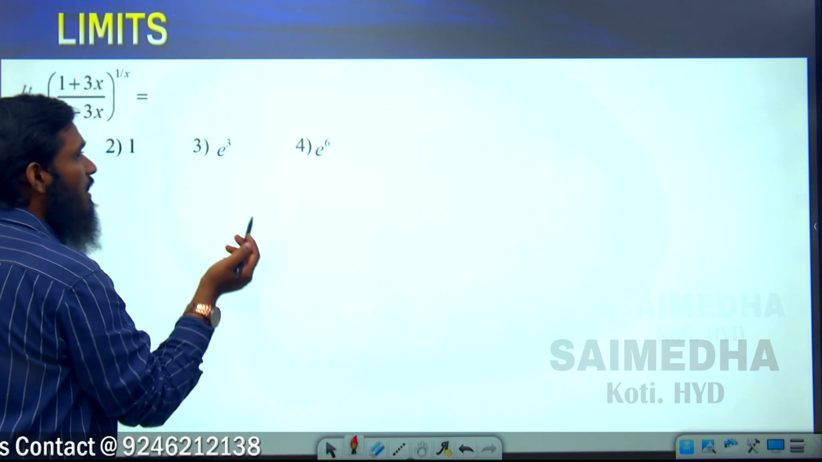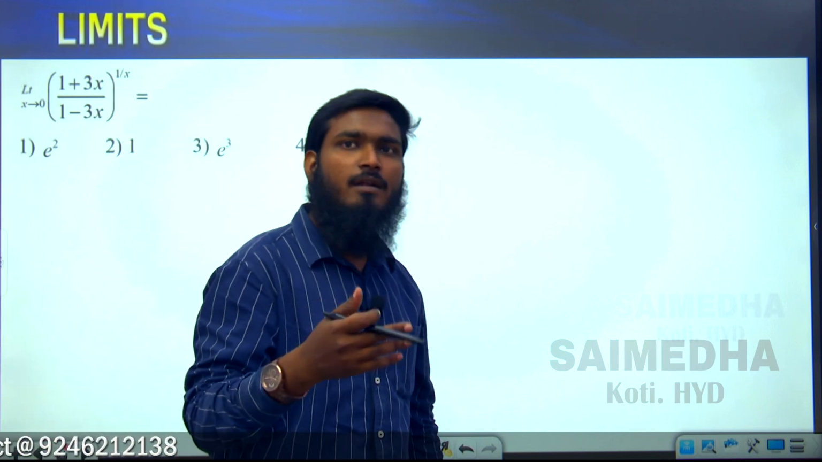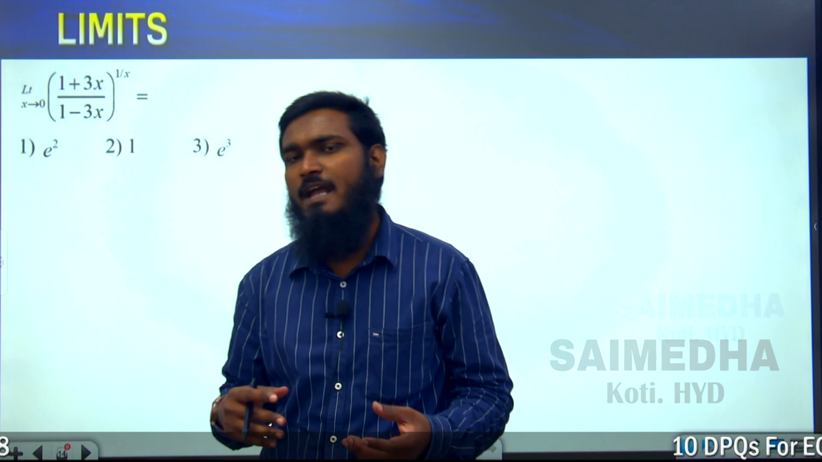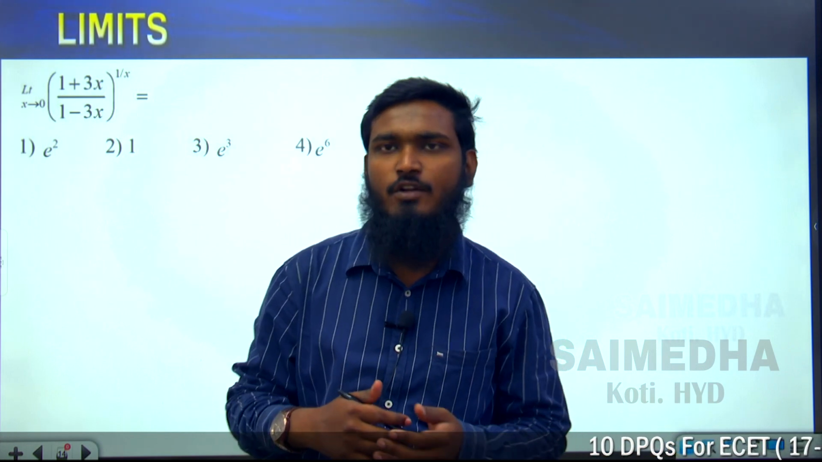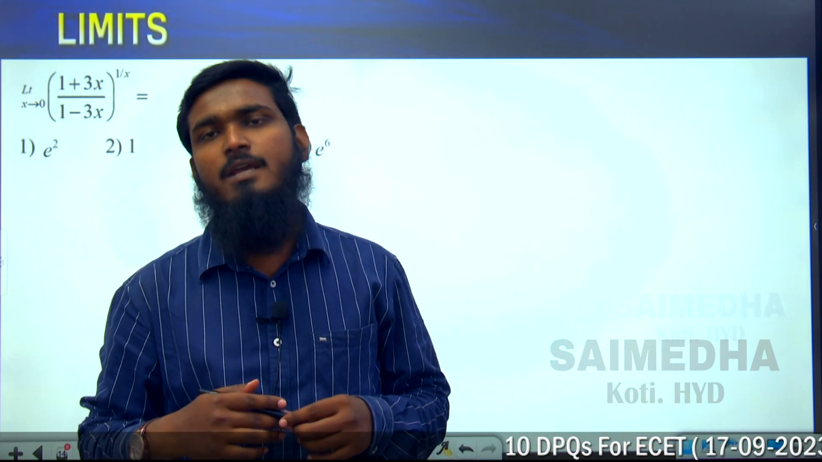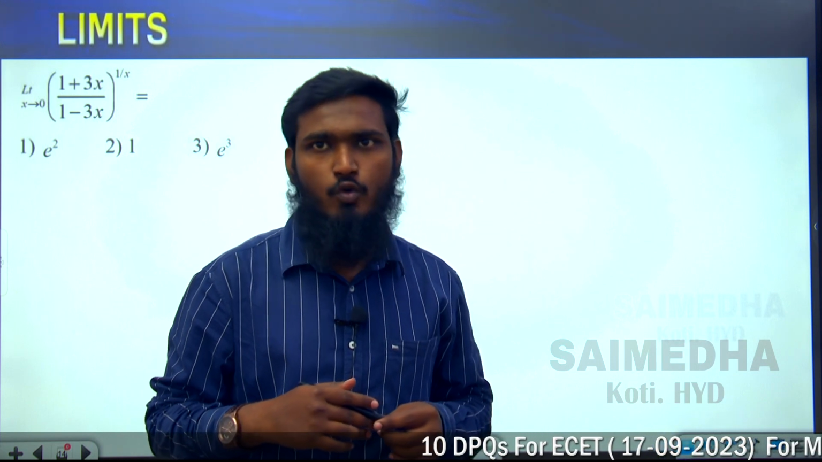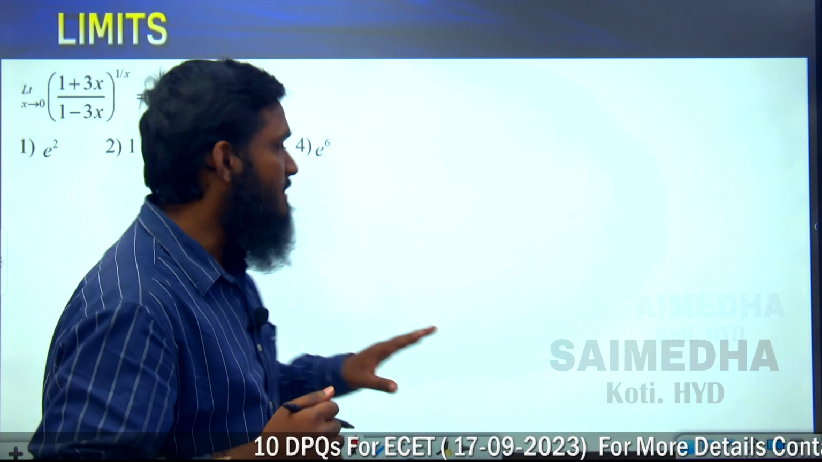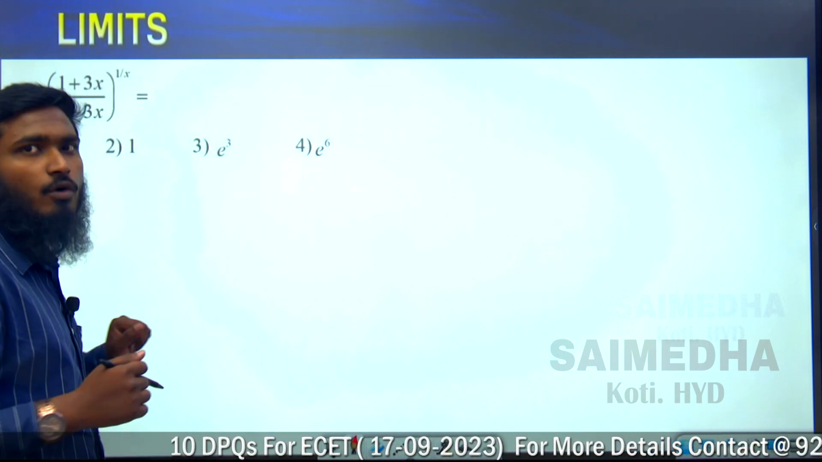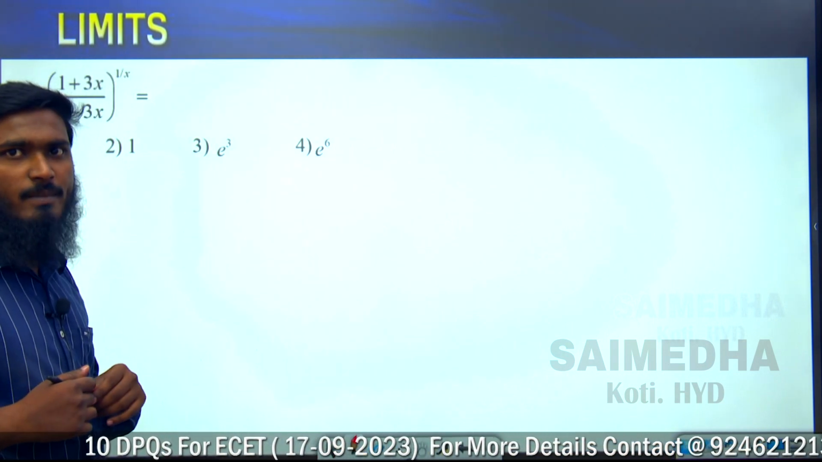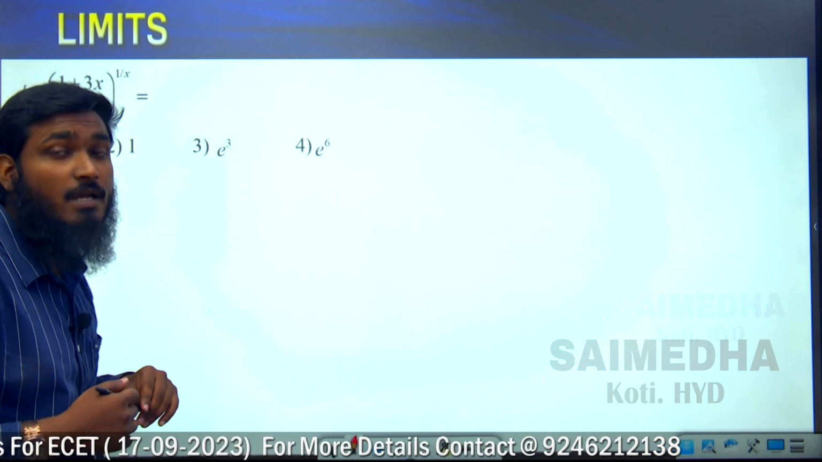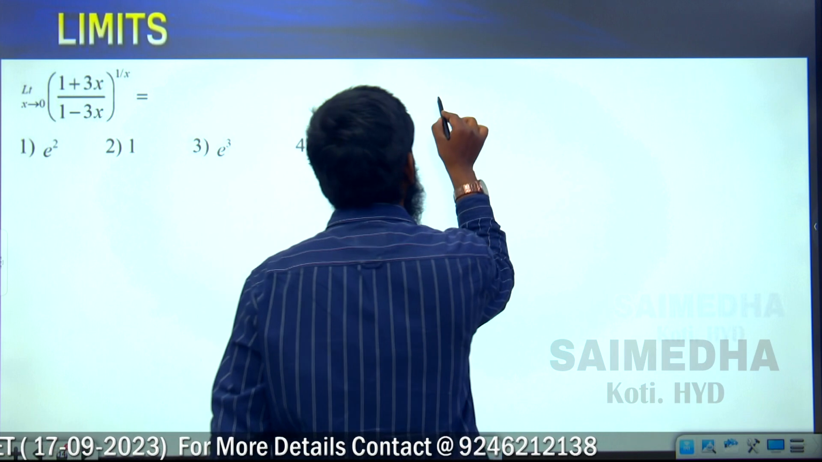As I told you in yesterday's class, whenever we substitute the x value and get 0 by 0 or infinity by infinity, we have to apply the L'Hospital rule. I have explained that part. Similarly in this case, we have (1 plus 3x divided by 1 minus 3x) whole power 1 by x, and for this we will have a different formula.